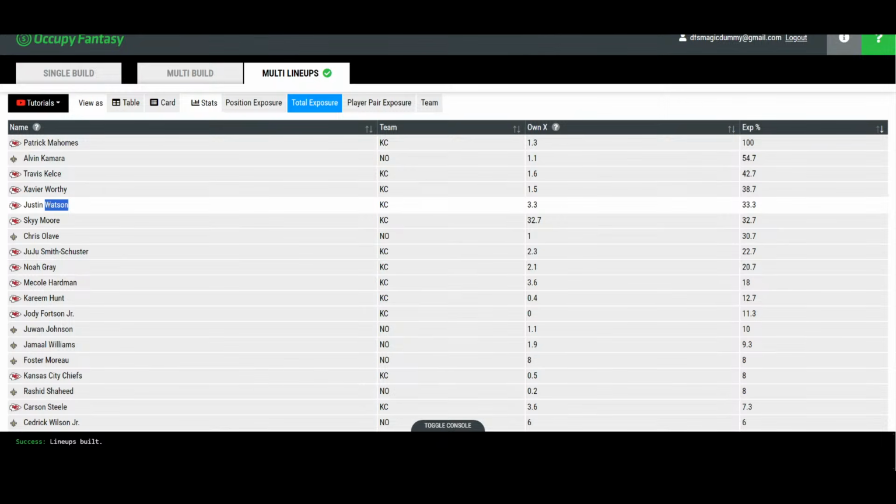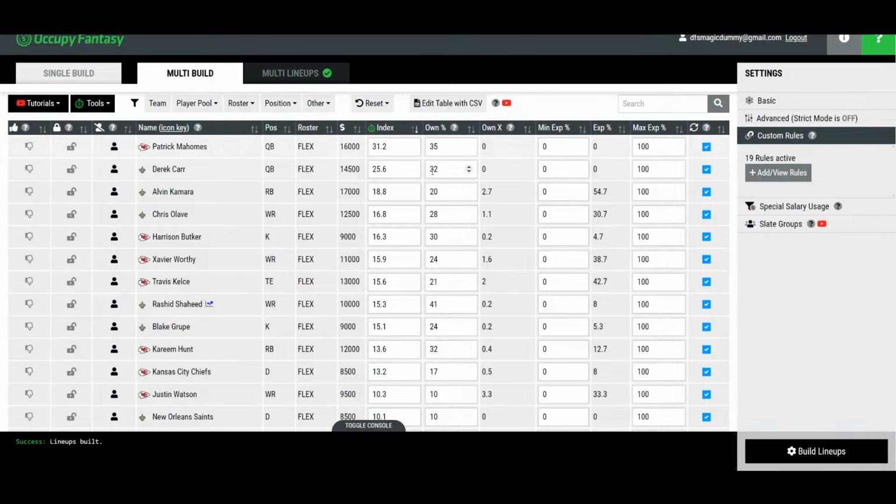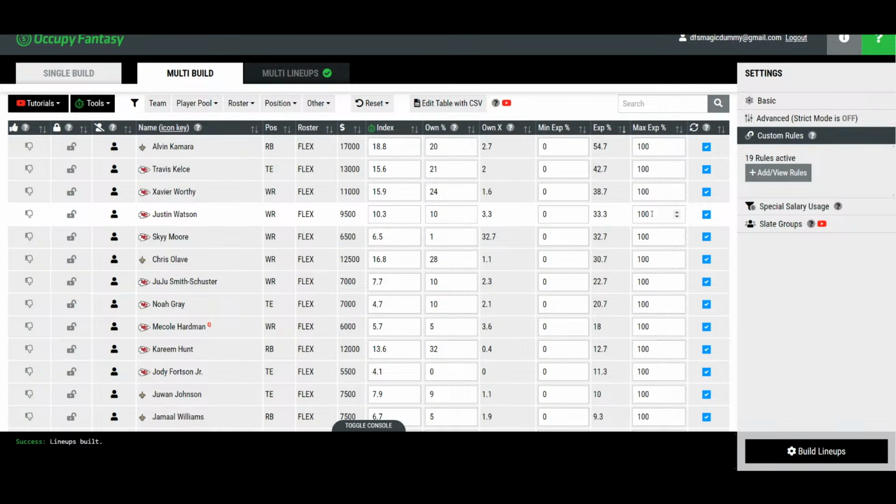Justin Watson, 33%. That's pretty aggressive. That gives us 3 times the field on Watson. Maybe you're not okay with that. Let's just go back. Flex. Let's see. Justin Watson. We actually sort by exposure here. Easy. 33%. I only went double.